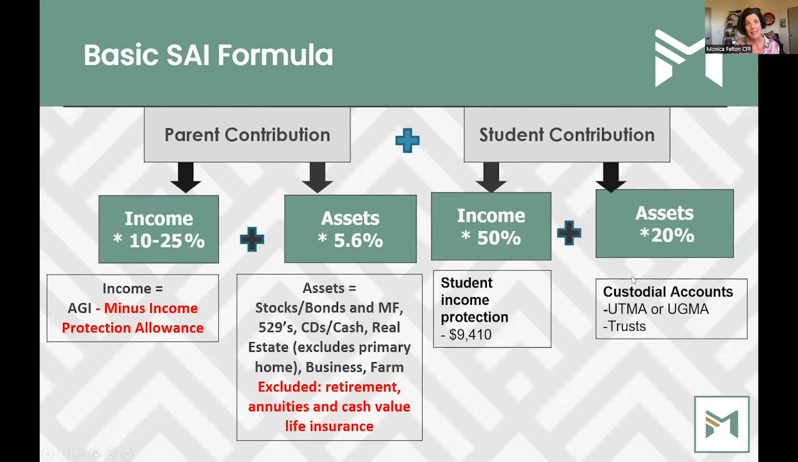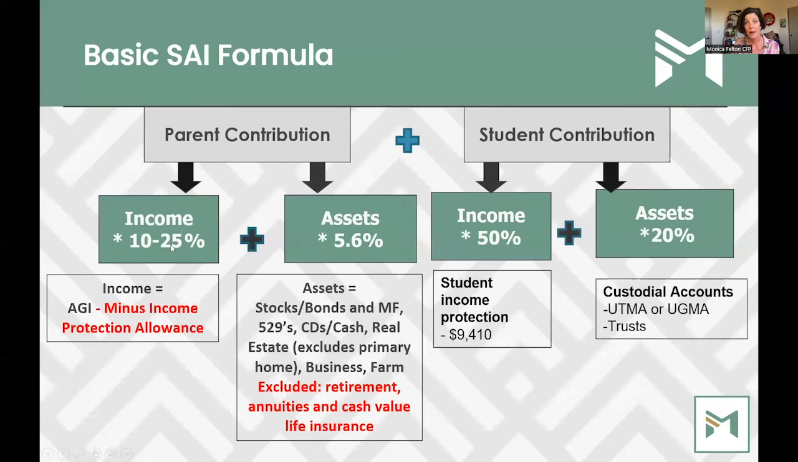And then assets. Assets for a student are things like custodial accounts, like UTMA accounts or UGMA accounts. So those accounts are considered a student asset. Now, one thing I failed to mention over on the parents' income is parents are also allowed an income allowance. But for a family of 4, it's about $36,000.